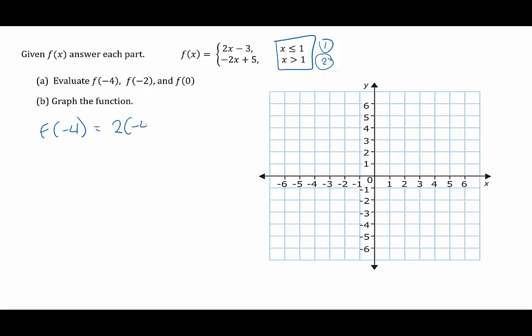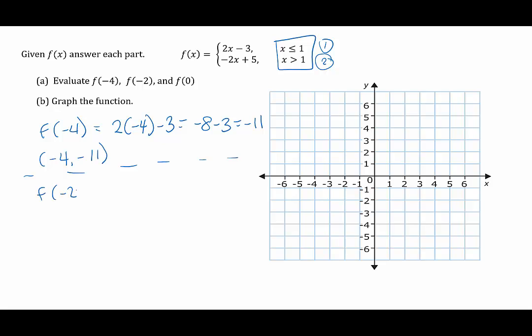That would be 2 times -4 minus 3, that's -8 minus 3, which is -11. Bad news for me. It's okay. So we have the ordered pair -4, -11. What do we have next?